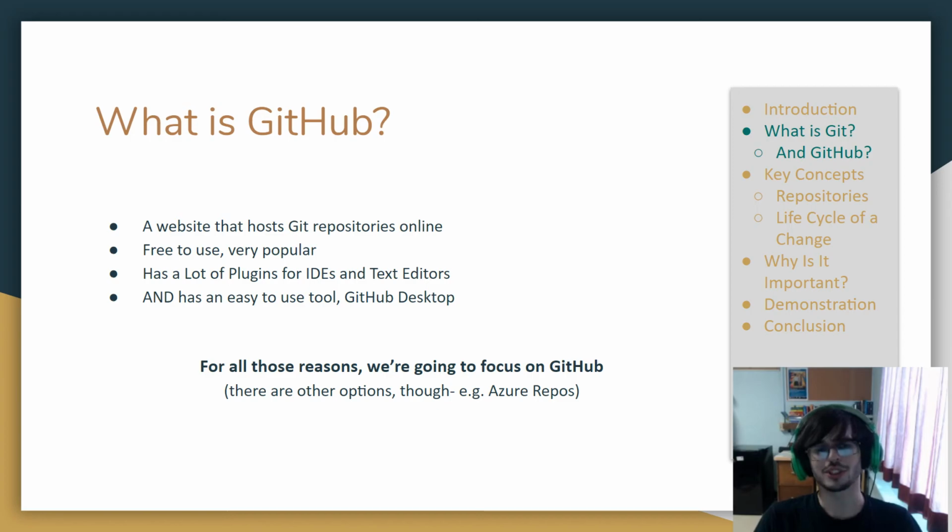And for all these reasons, the ease of use, the wide popularity, the fact that it's free, we're going to focus on GitHub. But you should be aware that there are other options. Azure Repos, companies' own servers. You may not end up using GitHub in your professional career, but you will be using some variety of Git. And everything should be pretty easily transferable.